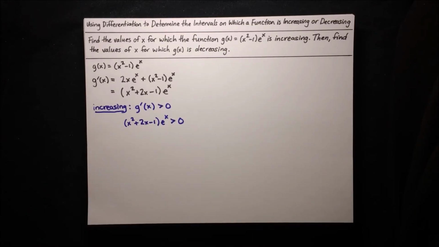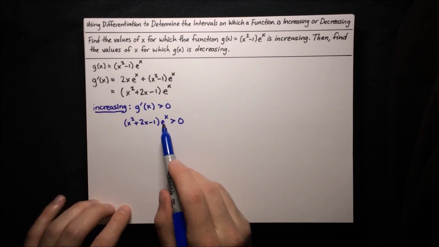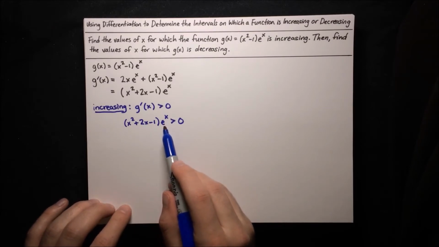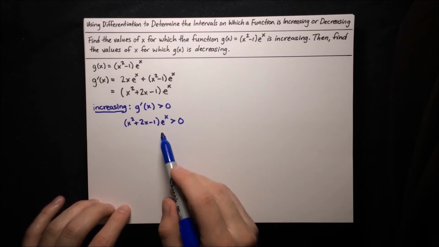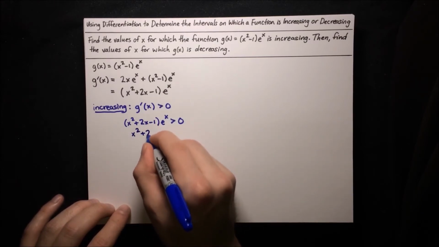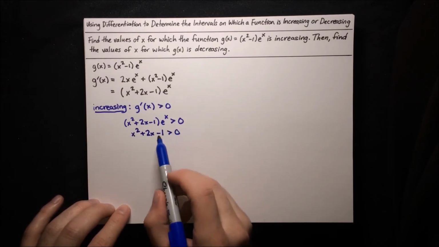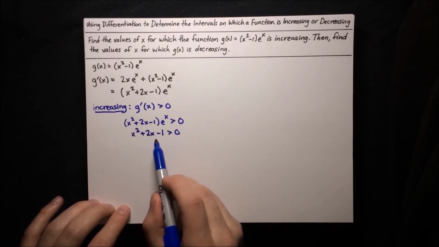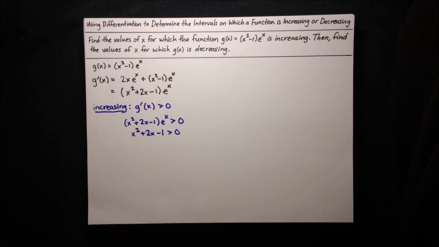One thing that we can do to simplify this inequality a bit is to notice that this e to the x term is always positive. It's never negative, it's never 0. It's always a positive number. So we are okay to divide out by e to the x. It's just like dividing by any other positive number. And if we do that, we get x squared plus 2x minus 1 is greater than 0. Which still looks like a kind of difficult inequality, but at least this one's a bit easier to solve. Let's think back to methods that we know for solving difficult inequalities.